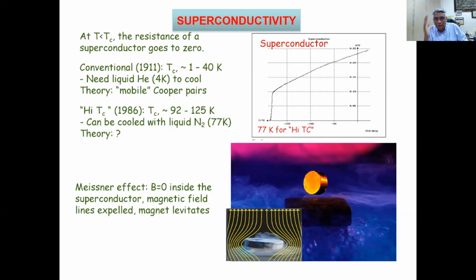But in type 2 systems, you go beyond that. There is critical field 1 and critical field 2, and in some cases critical field 3 also. So you go beyond the critical field 1, which you call HC1. You still see this effect, in spite of the fact that the magnetic field starts penetrating through the system, right? That's how you distinguish between the two types.